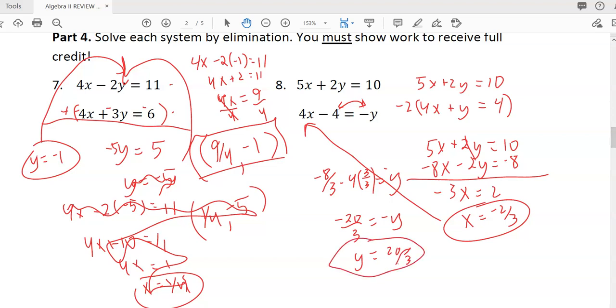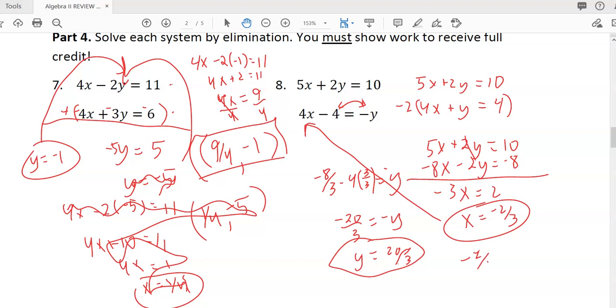Oof. Okay, let's check it before we write down our final answer. So this first one would be 5 times -2/3, so that'd be -10/3 plus 40/3 is 30/3. 30/3 is 10. That works in the first one. 4 times -2/3 is -8/3 minus 4, which is like minus 12/3. So -8/3 minus 12/3 is -20/3, and negative y would equal positive 20/3. So that actually works. So that is the right answer.